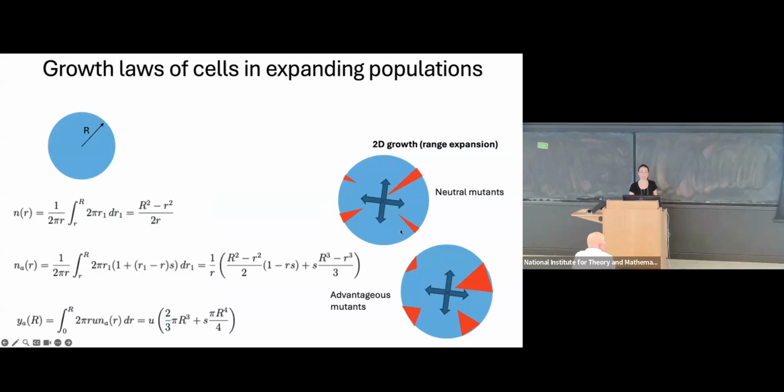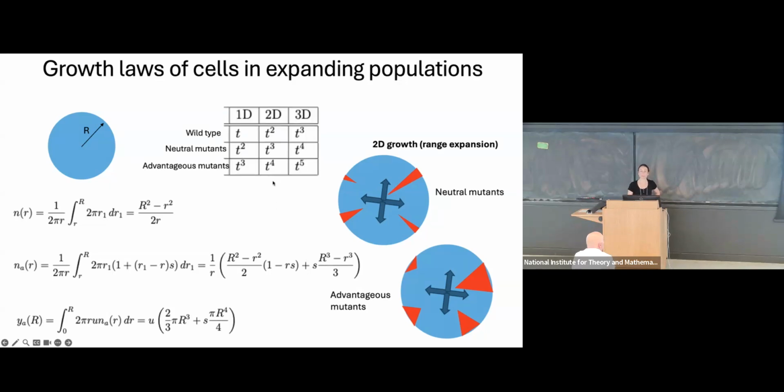Now you can do it in 2D, slices like this, or expanding slices like this. And you get a very nice, very simple set of growth laws. So I already explained to you that wild type goes as T squared, or T cubed, in 1D, 2D, and 3D. For neutral mutants, you have T squared, T third, T fourth, depending, so one more power of time. Advantageous mutants add another power of time. So you can show all this by this simple type of calculation.